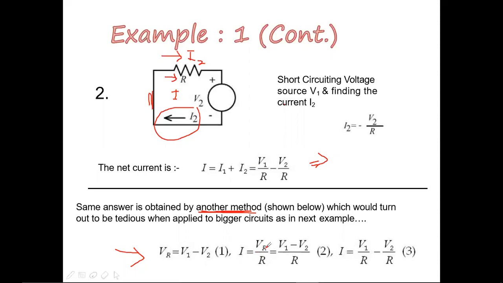Voltage by resistor. The voltage is the voltage across the resistor, V1 minus V2, divided by R. Then I is V1 by R minus V2 by R. This is one method you can use to find the flow of current. This is the direct method, but this is step 1, and step 2 is based on the superposition theorem method.